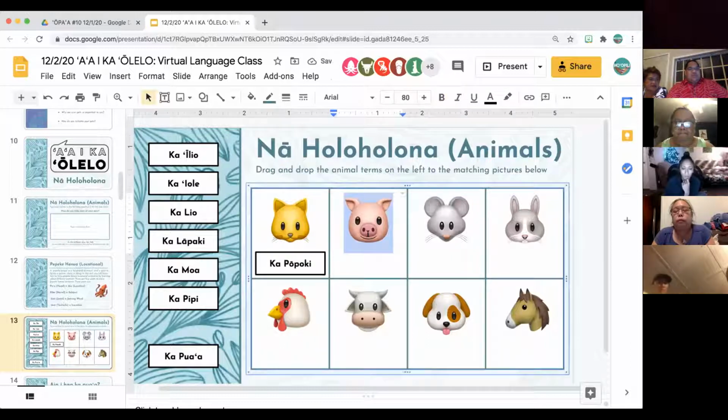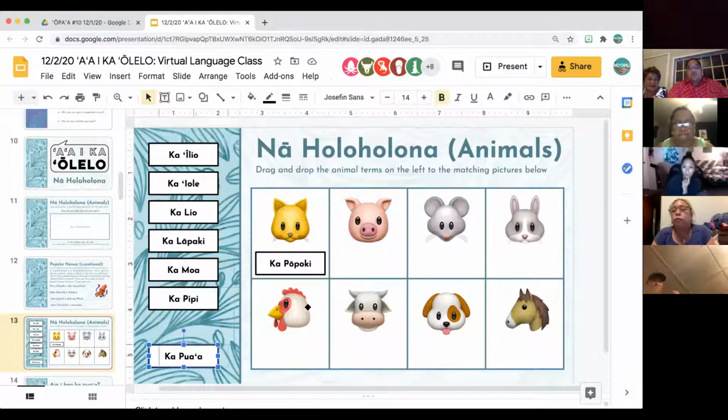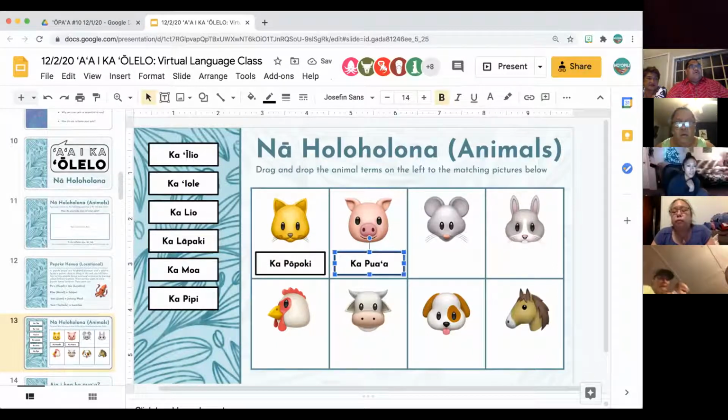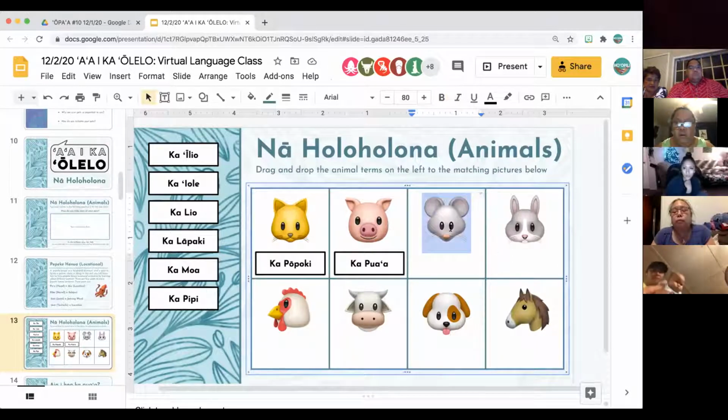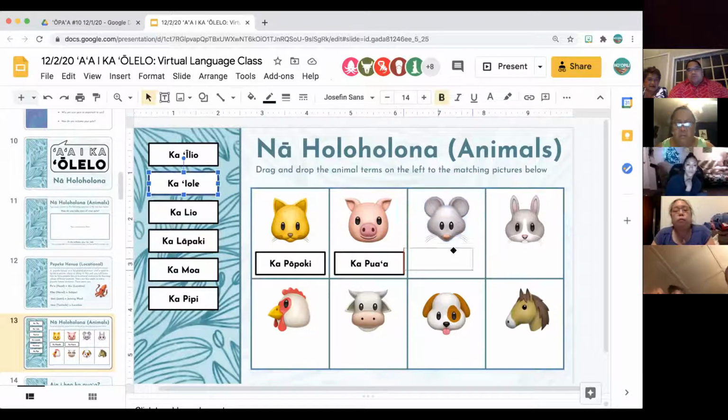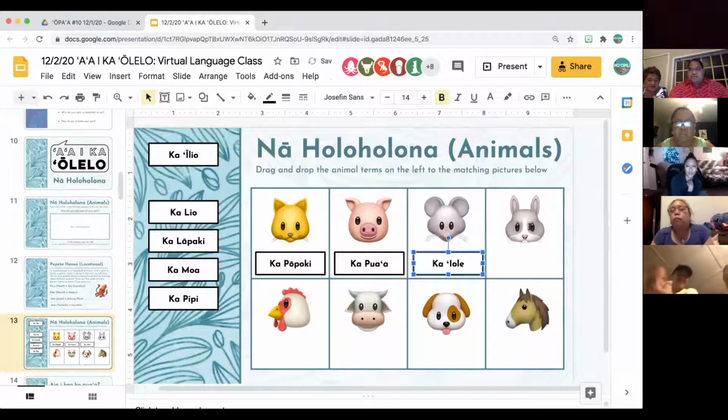Next, can we have Kalaʻi? You want to try this one, the pink one? Aloha. Kapuaʻa. Mahalo. Kapuaʻa is your pig. Everyone, hoʻopili mai. Puaʻa. Okay. Next, let's have Leina ala, can you read the next one? Or guess the next one? Kaʻiʻole. So your mouse or rat is your favorite animal, yeah?